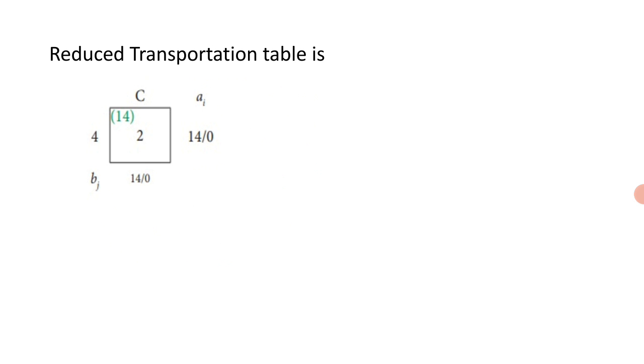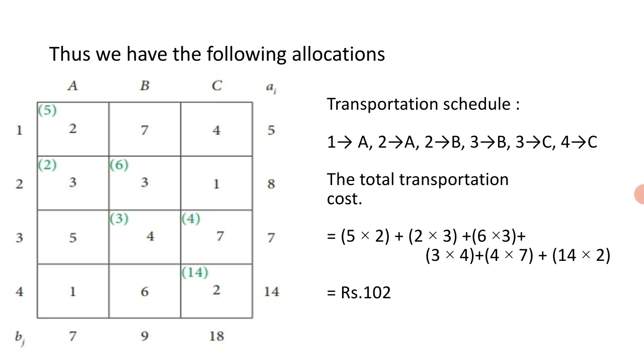Finally, we have the following allocations for the table. The transportation schedule can be given as 1A, 2A, 2B, 3B, 3C, 4C. And the total transportation cost is 5 into 2 plus 2 into 3 plus 6 into 3 plus 3 into 4 plus 4 into 7 plus 14 into 2, that is rupees 102. That is the minimum cost of transportation for this problem.